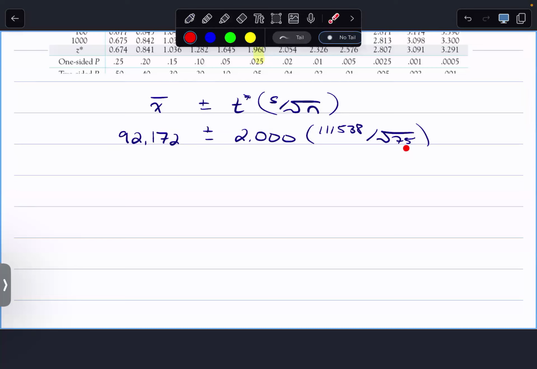That's another common mistake I see: you did all that work for the degrees of freedom, but this formula just has n, and the n is still 75. And so you use that 75.